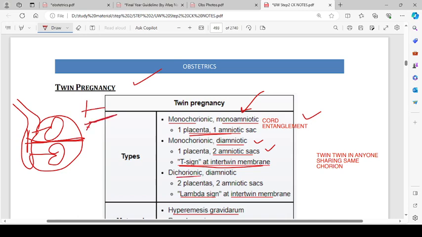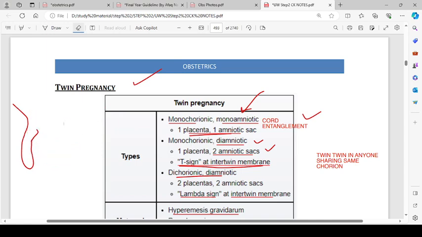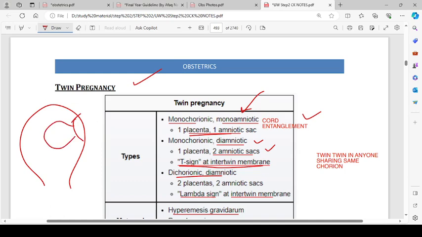Then we have dichorionic diamniotic twin. It happens when two ova get fertilized by two different sperms. So suppose this is the uterus. This is one placenta, and to this placenta we have attachment of a twin here, and the other twin is attached over here, something like this. They are not supposed to be joined, but this is something that happens in a dichorionic diamniotic twin.